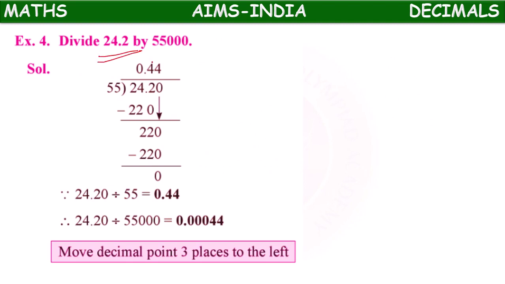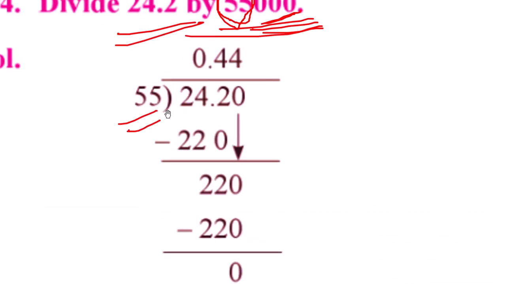Next, 24 by 55,000. So, what will we do? We will divide with 55 first, because it's a multiple of tens. In multiples of tens, we are having this number, or on the extreme right side we have zeros. So, that's why, without zeros, 55 is there. Let's divide with 55 first.